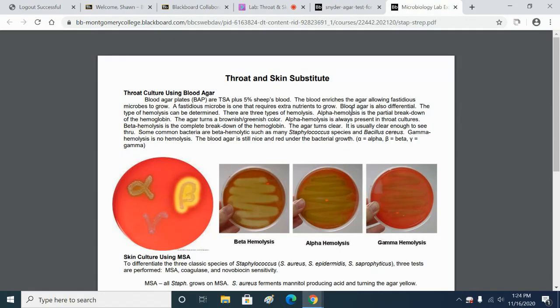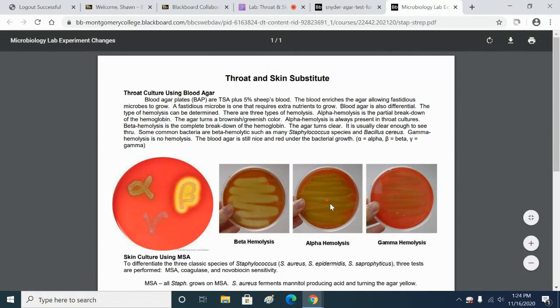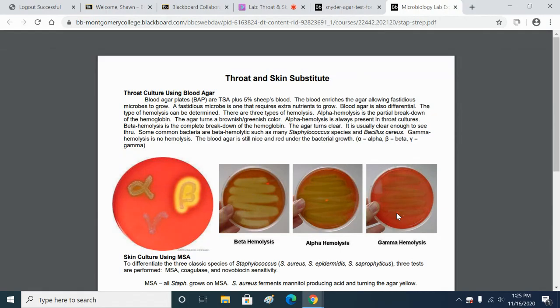That's what makes it interesting for us to do on students, so they could see what they have growing there. But the main idea is that the blood enriches the agar, and that allows fastidious microorganisms to grow. We can also differentiate the type of hemolysis. Alpha hemolysis, the partial breakdown, beta, the total breakdown, and gamma, no breakdown, no change in the blood at all. So any questions on blood agar plates?